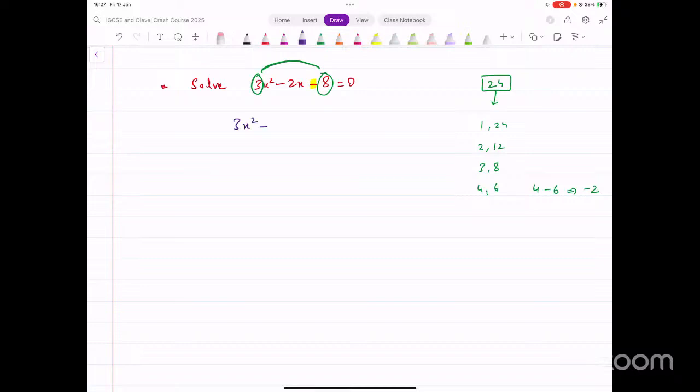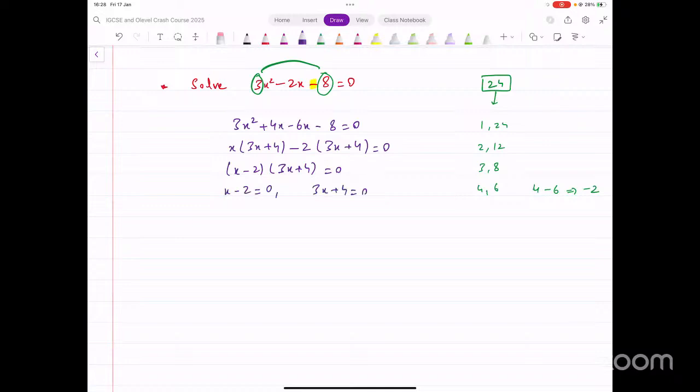We can say this is 3x squared plus 4x minus 6x minus 8 equals 0. And then we see if we can take anything common from the first two terms, we can take x common. That leaves us with 3x plus 4 inside. And then we can take minus 2 common from the next two terms, and that leaves us with 3x plus 4 inside as well. That means our factorization is valid. We can write it as x minus 2 into 3x plus 4. And that means either x minus 2 is equal to 0 or 3x plus 4 is equal to 0. The first one gives us x equals 2, and the second one gives us x equals minus 4 over 3.